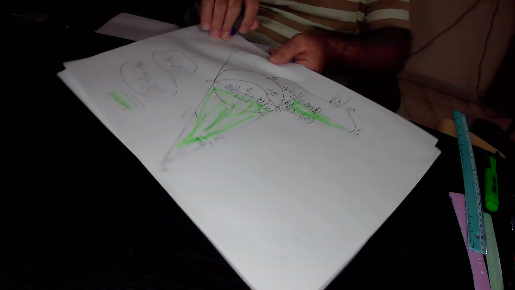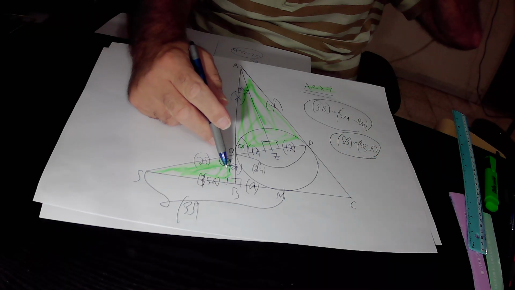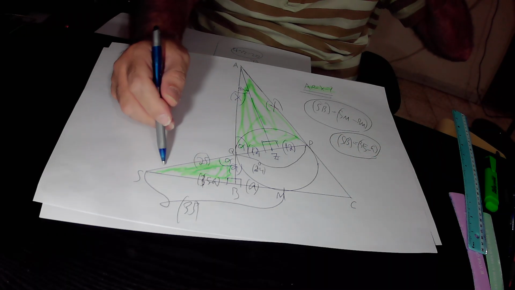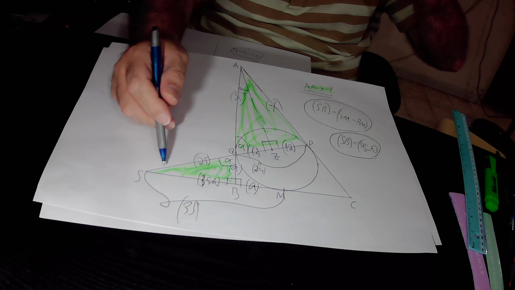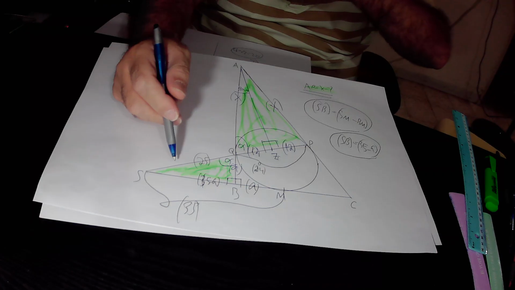Likewise, in this right triangle QBS, this angle equals alpha, this angle equals 90 degrees, and therefore this angle must equal 90 degrees minus alpha according to the sum rule. That is, the sum of the angles in any triangle is equal to 180 degrees.